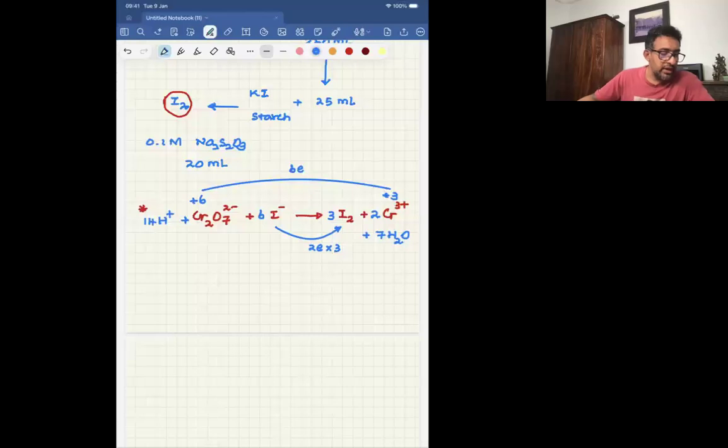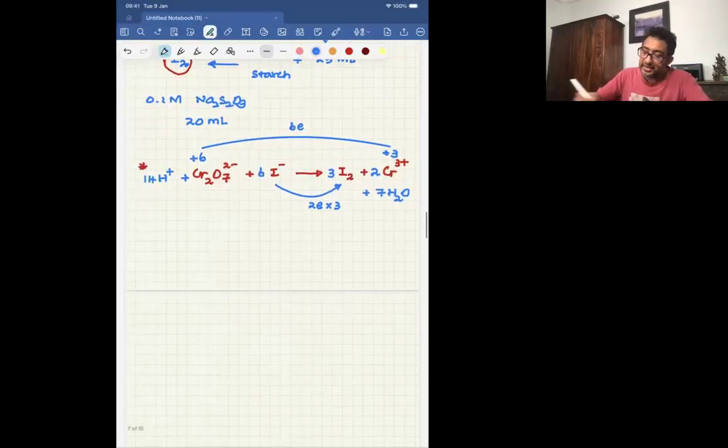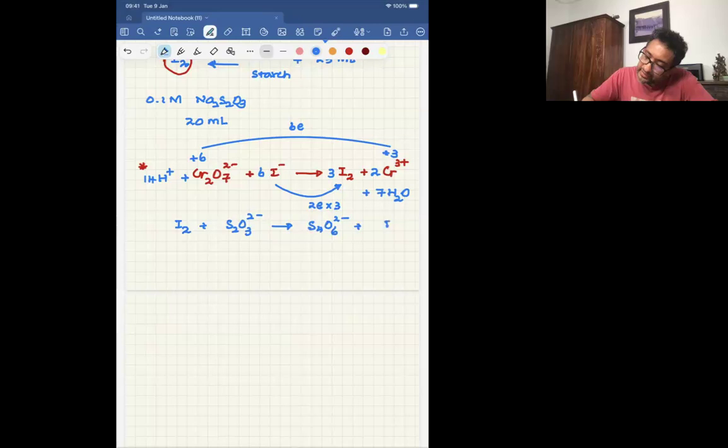Write the balanced redox reaction for the reaction between thiosulfate ions and iodine. You know how the reaction takes place. Iodine plus thiosulfate S2O3 2 minus turns into tetrathionate S4O6 2 minus, plus iodide. Now this reaction takes place. Thiosulfate and iodine reaction. That's okay.